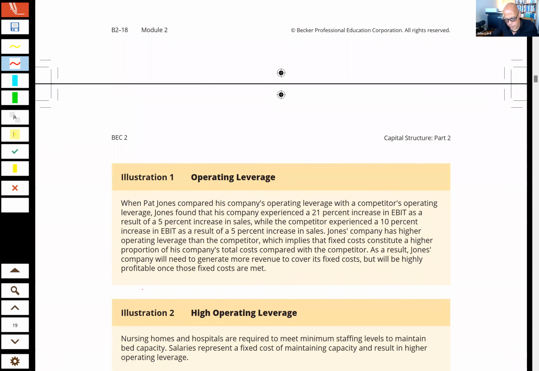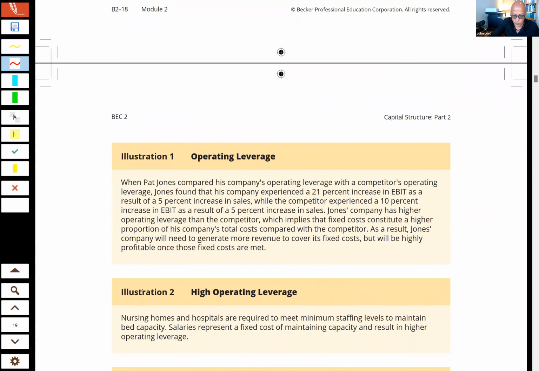Okay, all right, let's look at just this one example. I feel like they go a little overboard with the examples here, but let's look at this one. So we've got this Pat Jones compared his company's operating leverage with competition's operating leverage. Jones found that his company experienced a 21% increase in EBIT as a result of a 5% increase in sales, while competitors experienced a 10% increase in EBIT as a result of a 5% increase in sales. So Jones Company is what? Jones Company is higher leveraged.